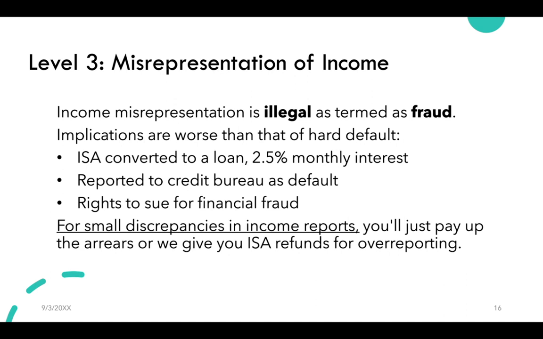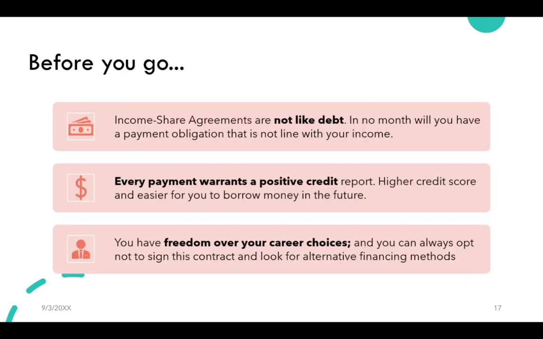Do note that we do expect some small discrepancies in income reports. This is highly expected, right? However, if the discrepancy is too large, that's when we start thinking about misrepresentation. In case there's a small discrepancy, you'll just pay up the arrears, or in case you had an overpayment, we'll give you back the ISA refunds. And that's the clean system of making sure we clean up and reconcile accounts at the end of every year.